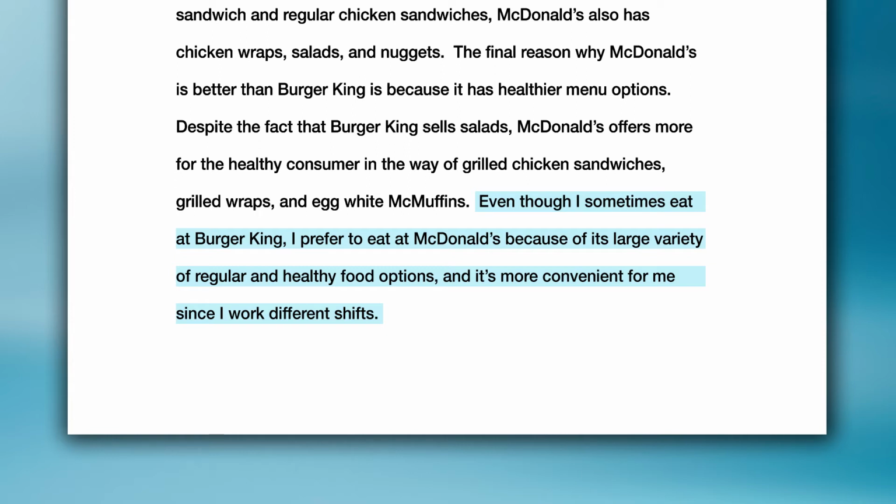Even though I sometimes eat at Burger King, I prefer to eat at McDonald's because of its large variety of regular and healthy food options, and it's more convenient for me since I work different shifts.